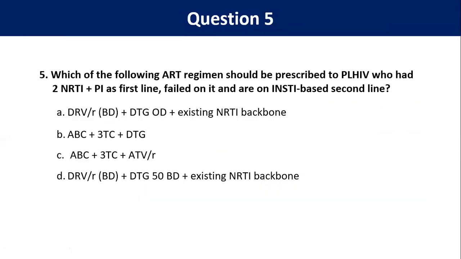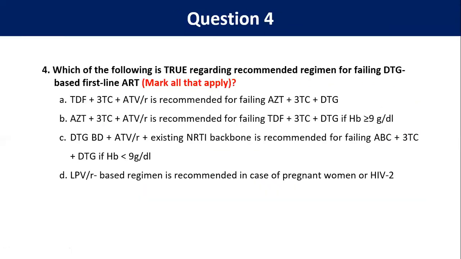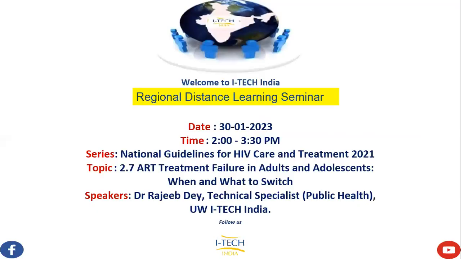So today's session is on first line ART failure and second line ART failure in adults and adolescents, and when to switch and what to switch. This is basically a part of the national guideline dissemination that was taken long back by Dr. Rivari and Dr. Anwar. So today's session is basically a recapitulation of that.